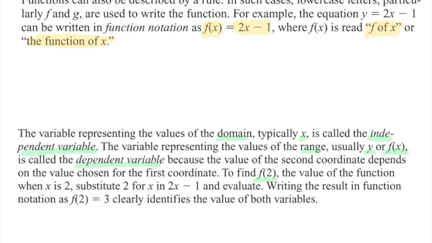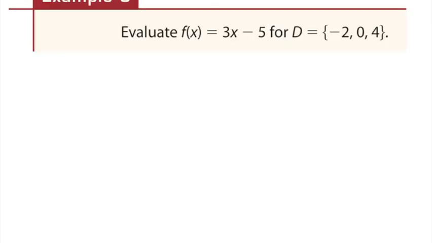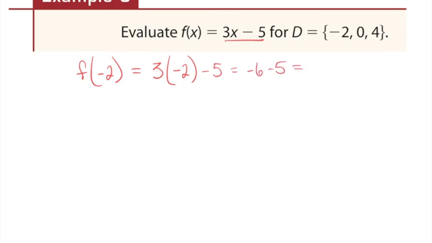All right? So if you look at example 5, they want us to evaluate f of x equals 3x minus 5 for the domain -2, 0, and 4. Evaluate always means solve, right? You would plug this in and just do order of operations, because you're going to have all numbers. They want us to find f of -2. That means I am going to use this rule. I'm going to say 3 times -2 minus 5. That is -6 minus 5, which is -11. So f of -2 is -11.